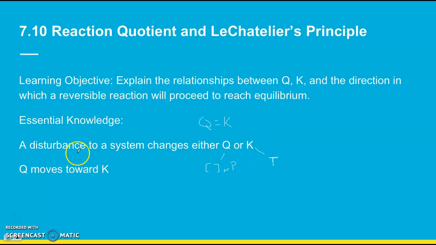Okay, but either way, if there's a disturbance or a stress applied to a system, it brings Q and K out of alignment, or it makes them unequal. And then the system will always respond in a direction that will move Q towards K until you've reached a new equilibrium condition and these two are equal again.